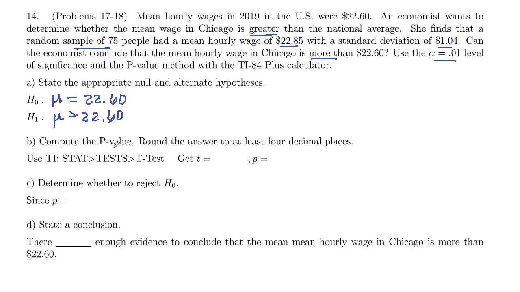Next, we'll compute the p-value. So let's go ahead and list out what some of the values are here. So the $22.60 is our mu0. That's what we're testing against. The sample size is 75, so n is 75. The sample mean was 22.85, so that's x bar.